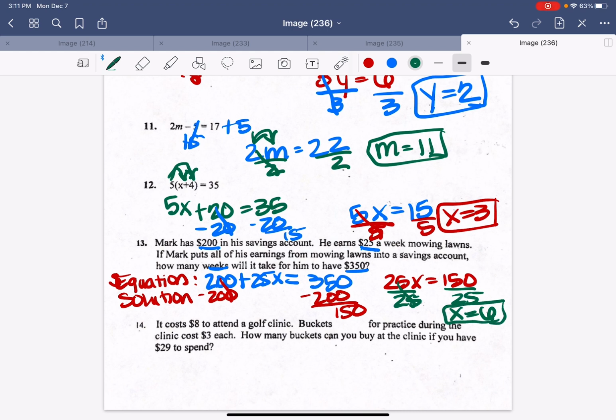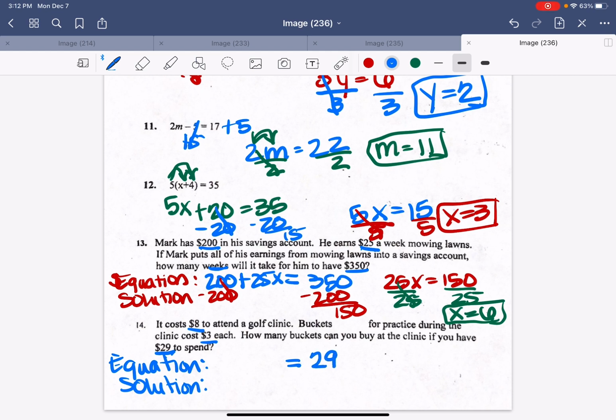Okay, and then this next one, again, I want to do the equation and then the solution. So let's see, it costs $8 to attend a golf clinic. Buckets for practice during the clinic cost $3 each. How many buckets can you buy at the clinic if you have $29 to spend? So remember, an equation has an equals sign, and whatever it is, it's going to equal 29.